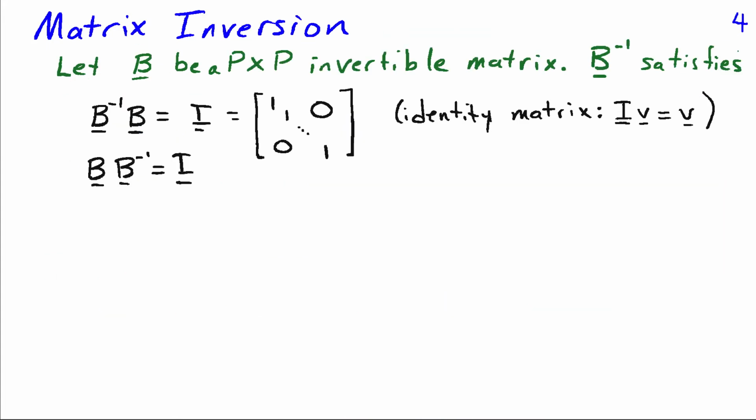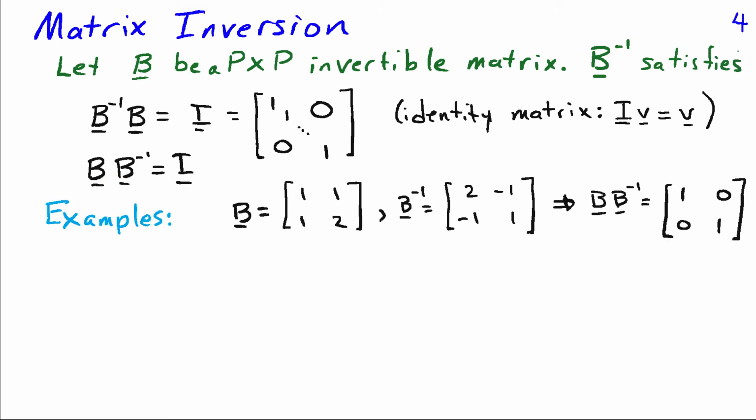So let's talk a little bit about matrix inversion. In general, if B is a P by P invertible matrix, then B inverse satisfies the following: B inverse times B is equal to the identity. Remember, the identity is a matrix which has 1 on the diagonal and zeros everywhere else. And the reason this is called an identity matrix is because if I take the identity and multiply it times any vector V, I will get the same vector back. So if I multiply on the left by B inverse, I recover the identity. Well, it turns out that you can also multiply this equation on the right by B inverse and get the identity.